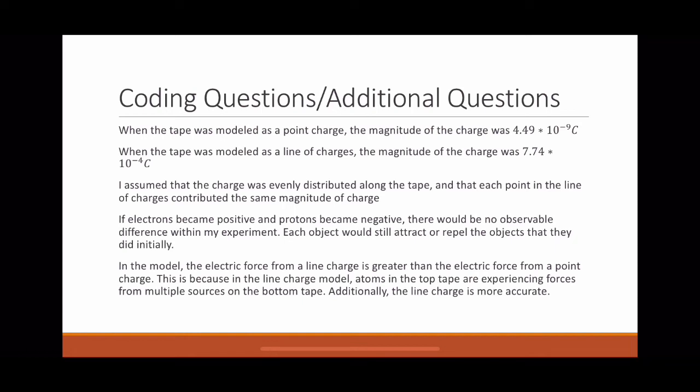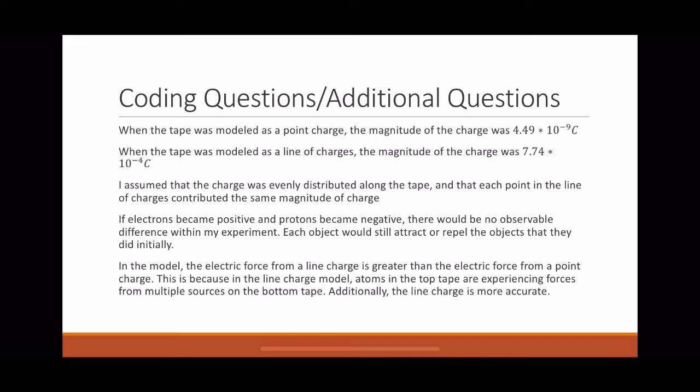One of the questions asks if electrons and protons switch signs, if there would be a difference, and no, there would not. The interactions would be the same, and since electrons and protons each exert the same force but opposite, the interactions and magnitudes would stay the same as well.